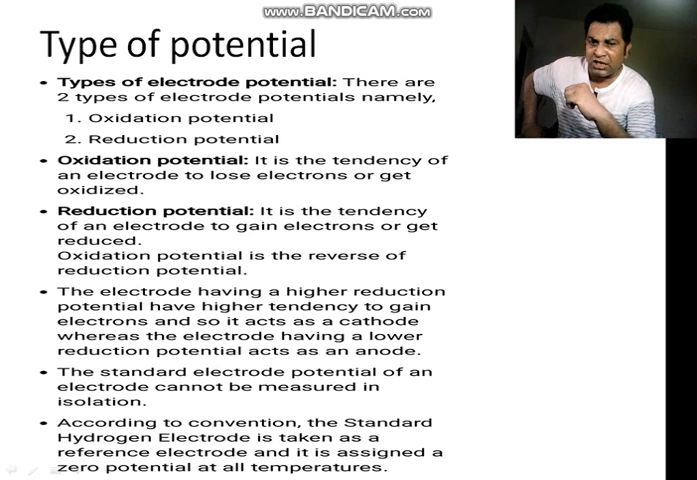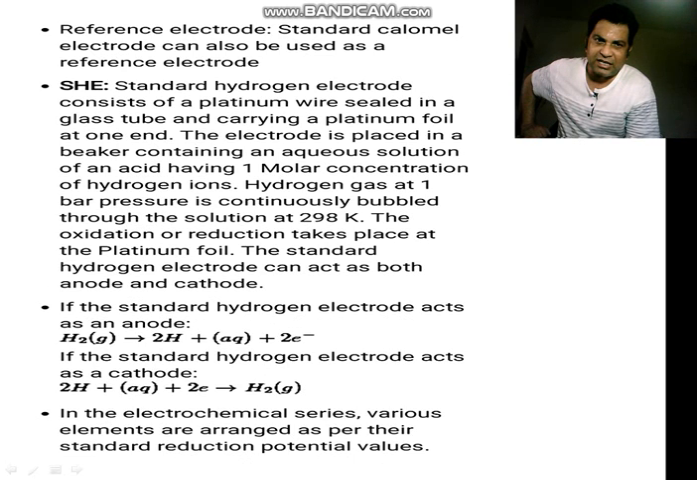the standard electrode potential of an electrode cannot be measured in isolation. We cannot obtain the standard potential in isolation. So these are always comparative values. The hydrogen electrode has potential 0, and using the hydrogen electrode we are able to measure the standard potential of all. Reference electrode: the hydrogen electrode is known as the reference electrode. The standard calomel electrode can also be used as a reference electrode. Not only hydrogen, okay, calomel is also used as one.